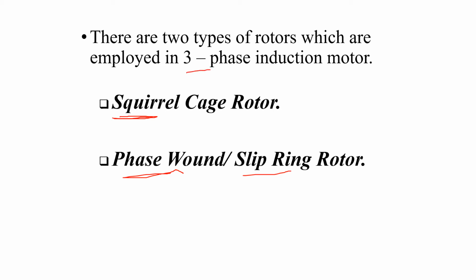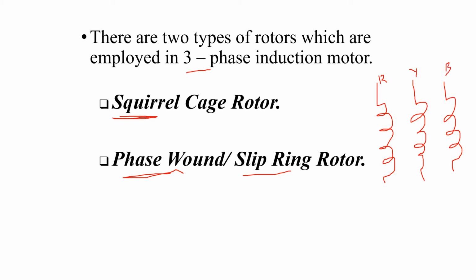So three-phase induction motor means we will be having the input line as three phases: R, Y, red phase, Y phase, and B. So these are all the three phases, and based on the construction of the rotor conductors, the induction motor is classified into two types: squirrel cage rotor or phase wound or slip ring induction rotor.